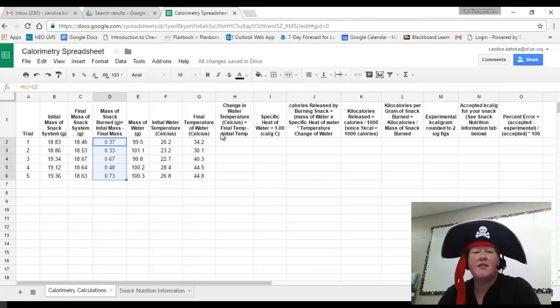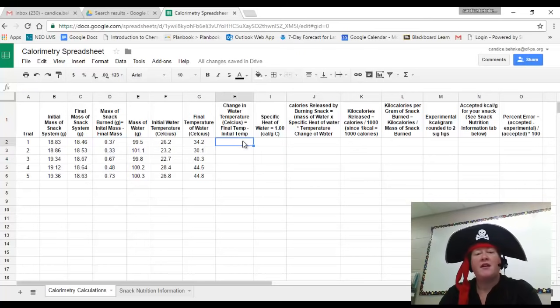So the next calculation that we have to do is the change in water temperature. And we want to take the final temperature minus the initial temperature because that will give us a positive number. So this calculation is just the same, and I want you to go ahead and give it a try. Again, we need to take the final temperature, so the content of cell G2, minus the initial water temperature.